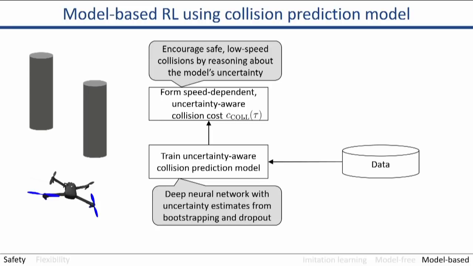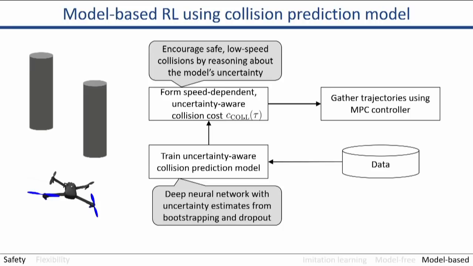Now with this model, we're going to form a speed-dependent, uncertainty-aware collision cost. And what this is going to do is it's going to encourage safe, low-speed collisions by reasoning about the model's uncertainty. So we can't guarantee that we won't collide. We don't know the environment. That's just an impossible task. But at least when we get more uncertain, can we fly slower? And if I crash at low speed, that's not as bad. That's an assumption we're making.